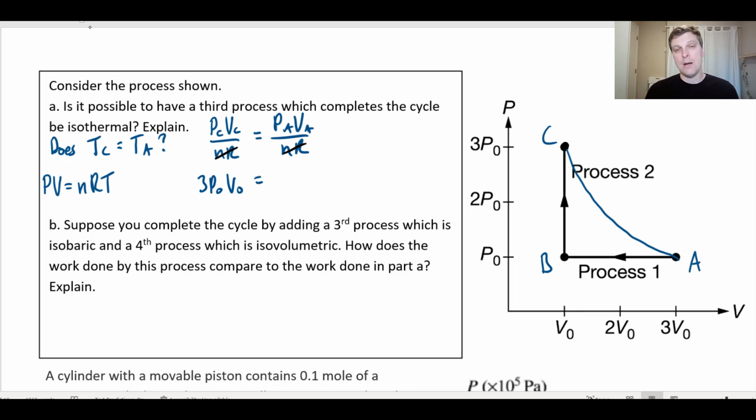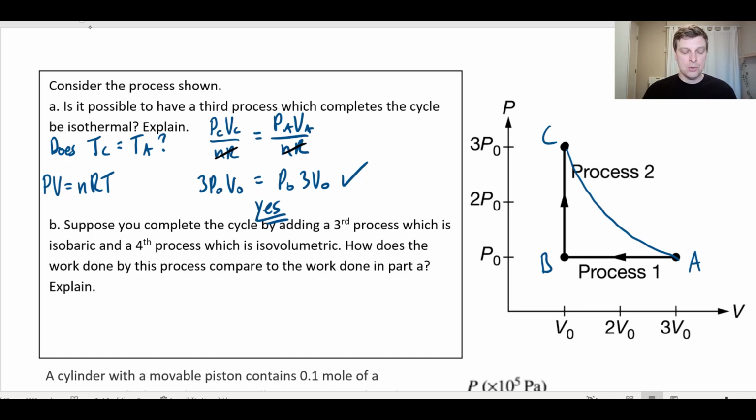And then if I look at step A, I can see step A is at P naught, but at a volume of 3 V naught. And so this is P naught times 3 V naught. And we can see pretty clearly that, yeah, those two things are equal. So is it possible to have an isotherm connecting them? Absolutely it is, because those 2 points are at the same temperature.